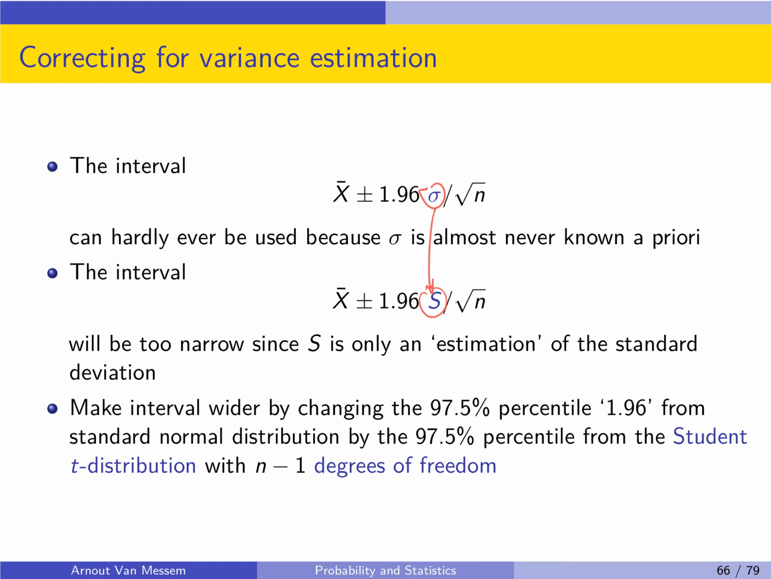So the interval that you see, x bar plus or minus 1.96 s over square root of n, will be too narrow. Too narrow because s is only an estimation of the true value, and so it introduces more uncertainty, and so your interval has to be wider to still be certain to contain 95% of all the plausible values. So we need to widen the interval. We widen the interval by changing the quantile that we use. So instead of using the 97.5 percentile from a standard normal distribution, we will use the 97.5 percentile from a student t distribution with n-1 degrees of freedom.